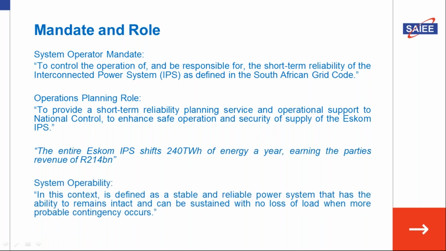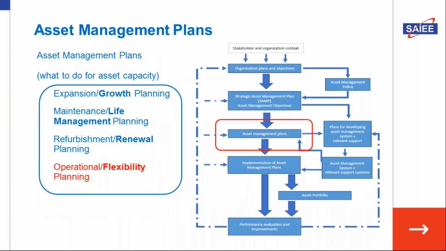Now, I want to bring the context of system operability. When we talk about system operability in this context, we are defining a stable and reliable power system that has the ability to remain intact and sustain with no loss of load for the more probable contingencies occurring. If you look at the asset management plans, you will see that operational or flexibility planning will form part of the asset management. That will be for asset capacity.